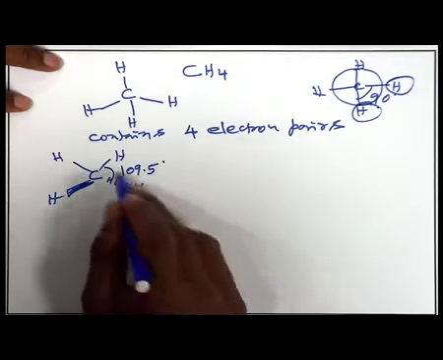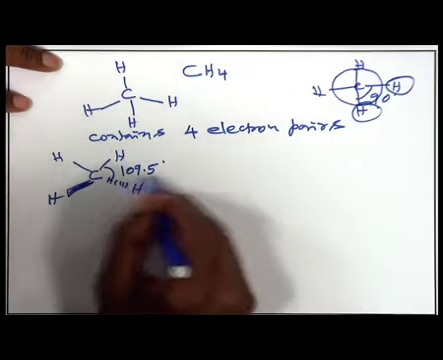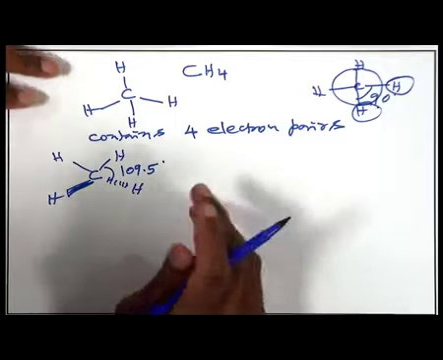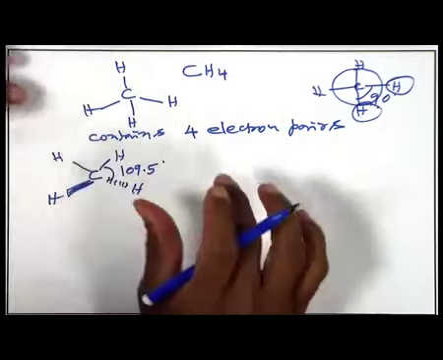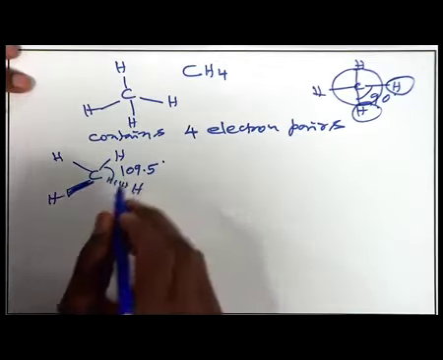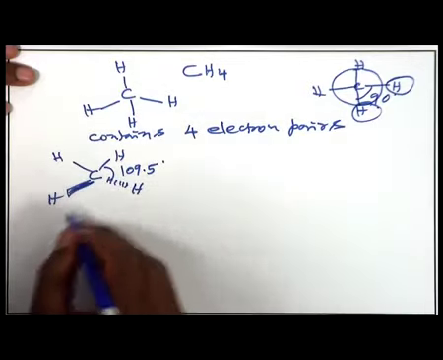Here, for the same atom and the same electron regions, the angle is increased. How much is it? 109.5 degrees. The higher the angle, the less the repulsion between the atoms. So this structure is the favorable structure for methane, and the name of the shape of this molecule is tetrahedral.